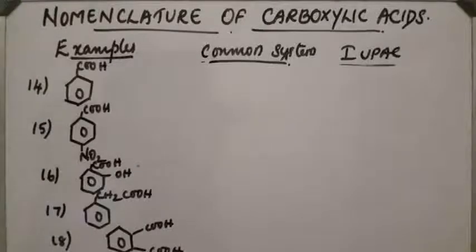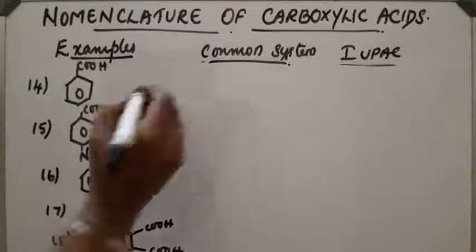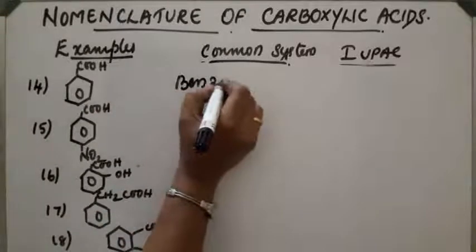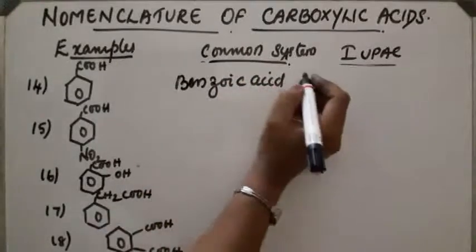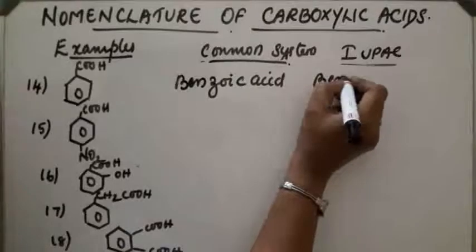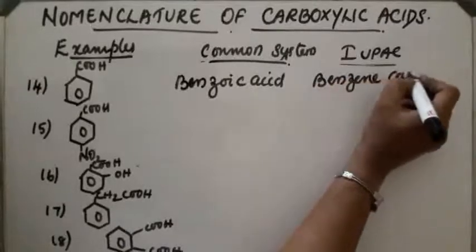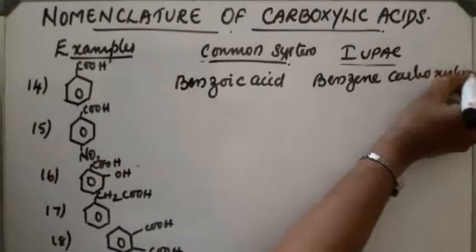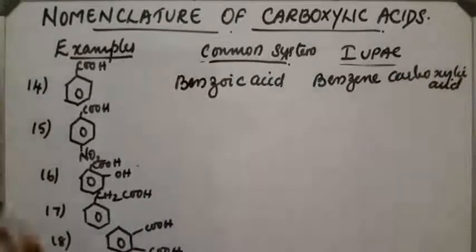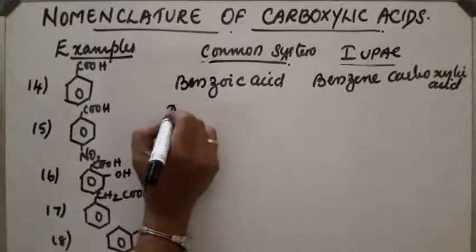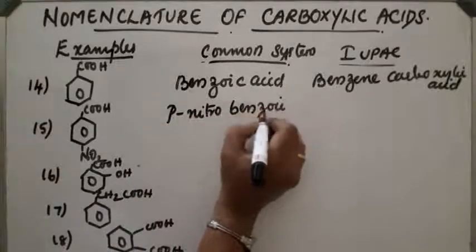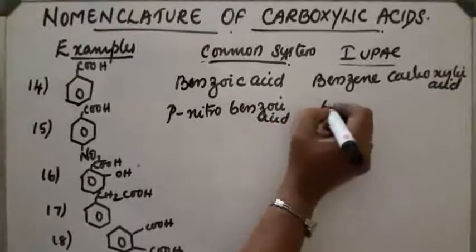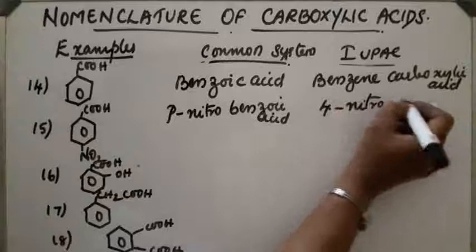Next, in the case of aromatic acids, the first compound is benzoic acid. In the common system, it is called benzoic acid. In the IUPAC system, benzene carboxylic acid. Next, an NO2 group is attached at the para position. So, para-nitro benzoic acid, and this is 4-nitro benzoic acid.